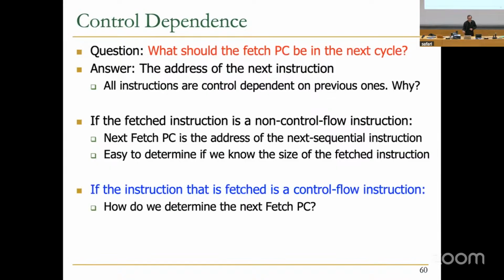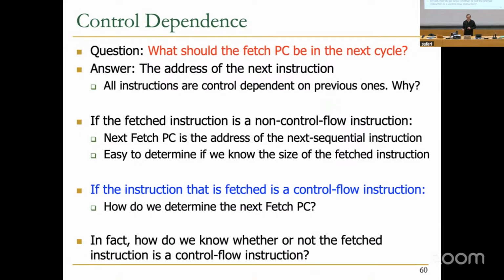But what if the instruction that is fetched is a control flow instruction? How do we determine the next fetch PC? That's a good question first. In fact, how do we even know whether or not the fetched instruction is a control flow instruction? We haven't decoded it yet. So we have a pipeline. We have the fetch stage. We have the decode stage. We fetch the control flow instruction. We don't know if it's a control flow instruction. Only at the end of the decode stage, we know it's a control flow instruction. But we're already fetching the next instruction. Right? If this is a taken branch, then we fetch the wrong instruction. Right? So that's the problem.